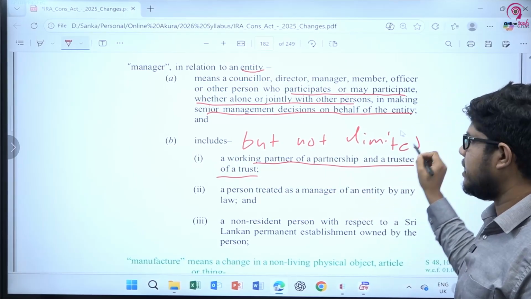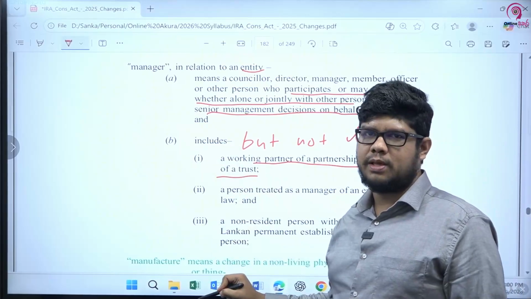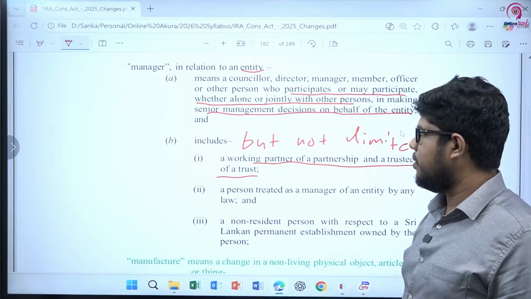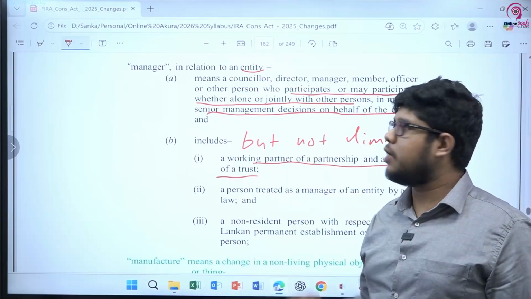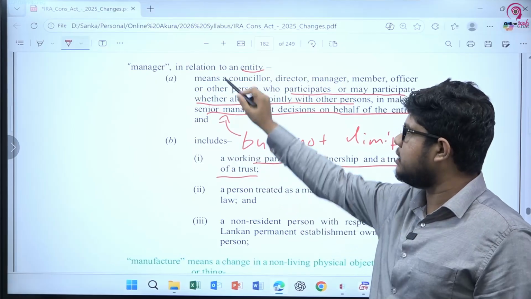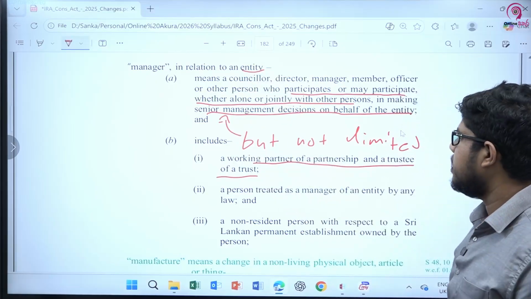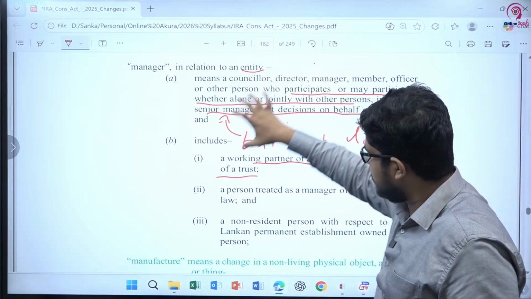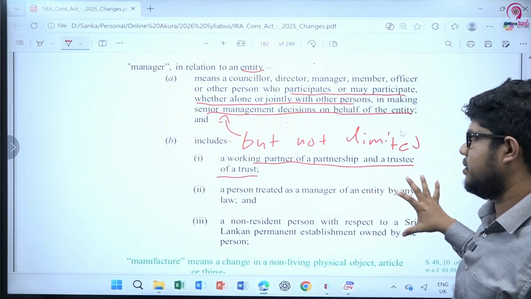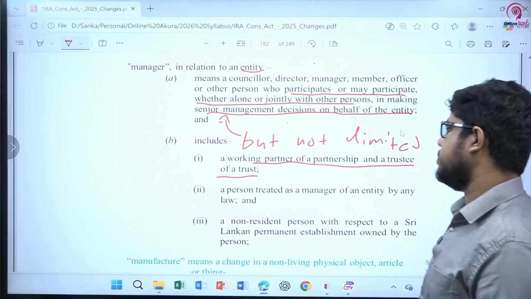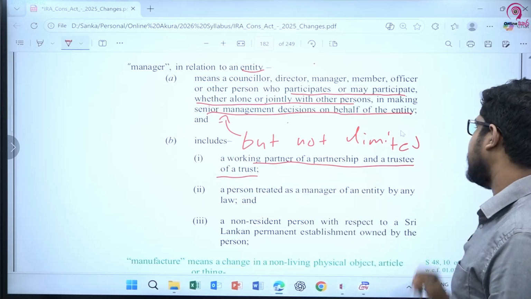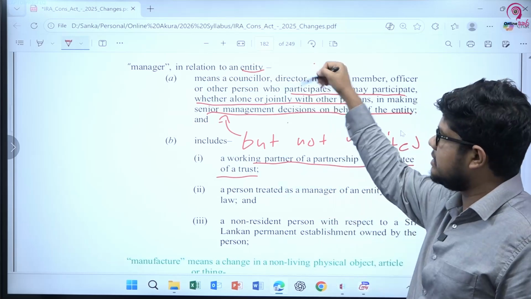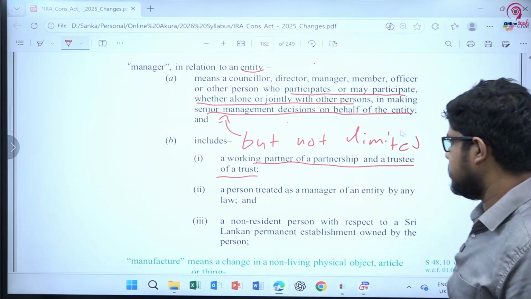But not limited, right? It only includes. It does not say only the below persons are included, right? But not limited to these three. There could be others who are covered under this earlier definition, right? Under this definition, these are some examples. So what are the examples? A working partner of a partnership and a trustee of a trust, if they are engaging in these kinds of decision making parts.